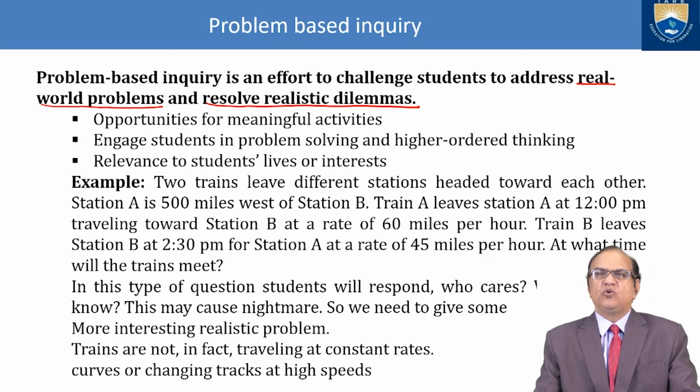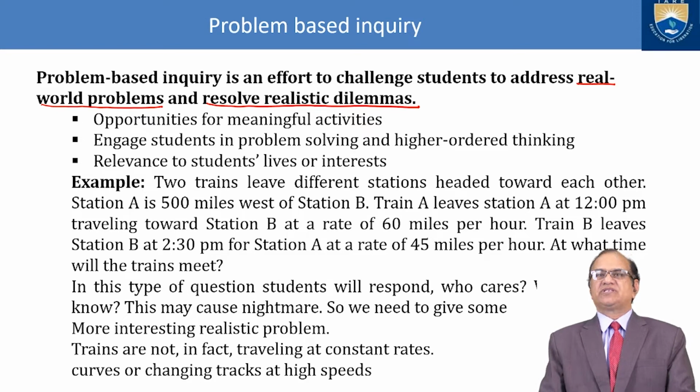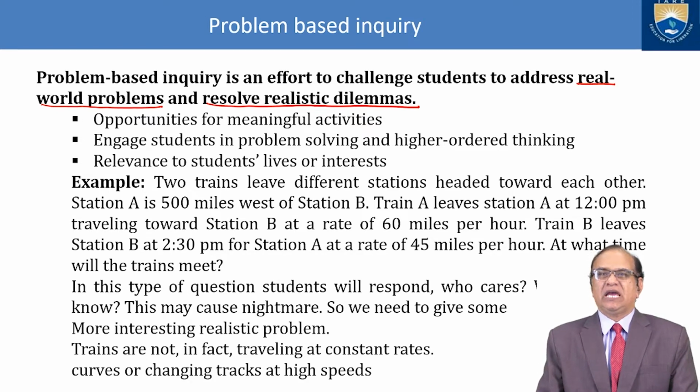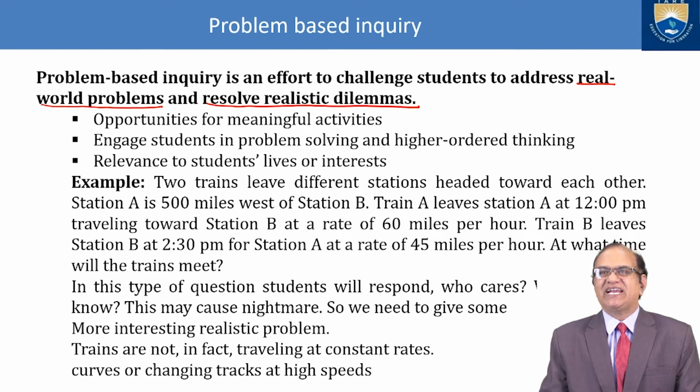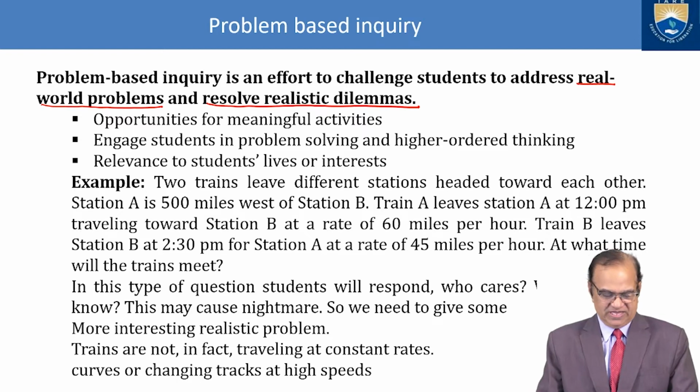So here, two trains leave different stations headed towards each other. Station A is 500 miles west of station B. Train A leaves station A at 12 p.m., traveling towards station B at a rate of 60 miles per hour. Train B leaves station B at 2:30 p.m. for station A at a rate of 45 miles per hour. At what time will the trains meet? Very simple.